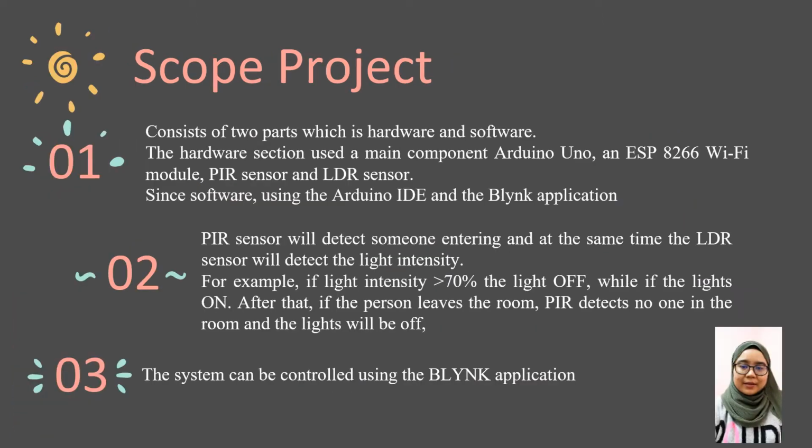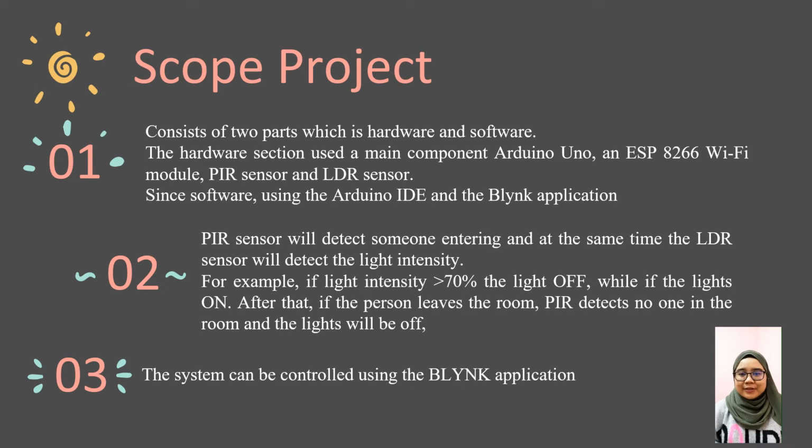And next, the scope of project consists of two parts, which are hardware and software. The hardware section uses the main components, which are Arduino Uno, ESP8266 Wi-Fi module, PIR sensor, and LDR sensor. The software uses Arduino IDE and the Blynk application.